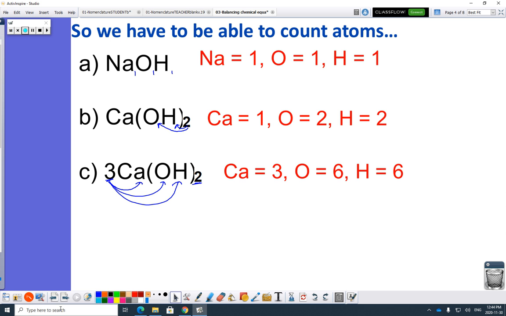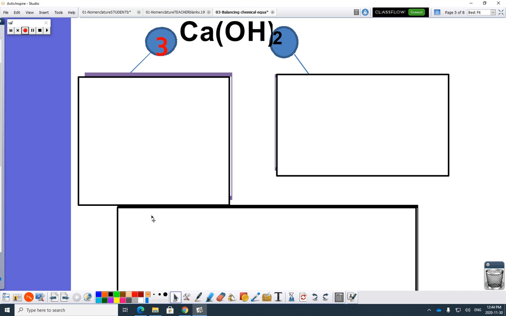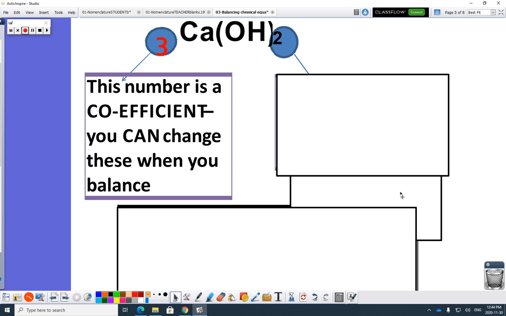Okay, so let's take a look at this last one. So the big number out front is called a coefficient. These are the numbers that you're going to change when you balance. The little number comes from the formula. We already talked about subscripts. Can't change those.